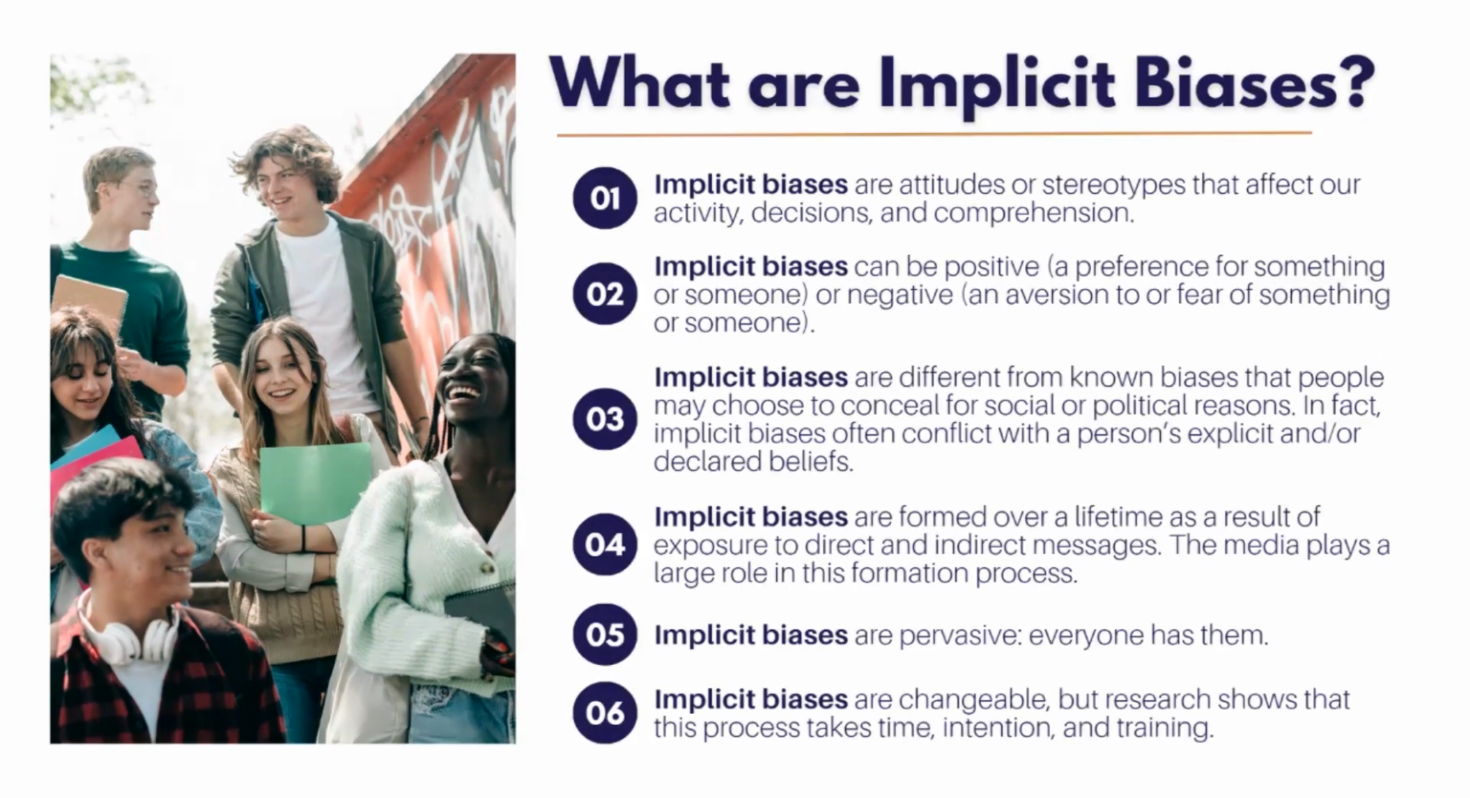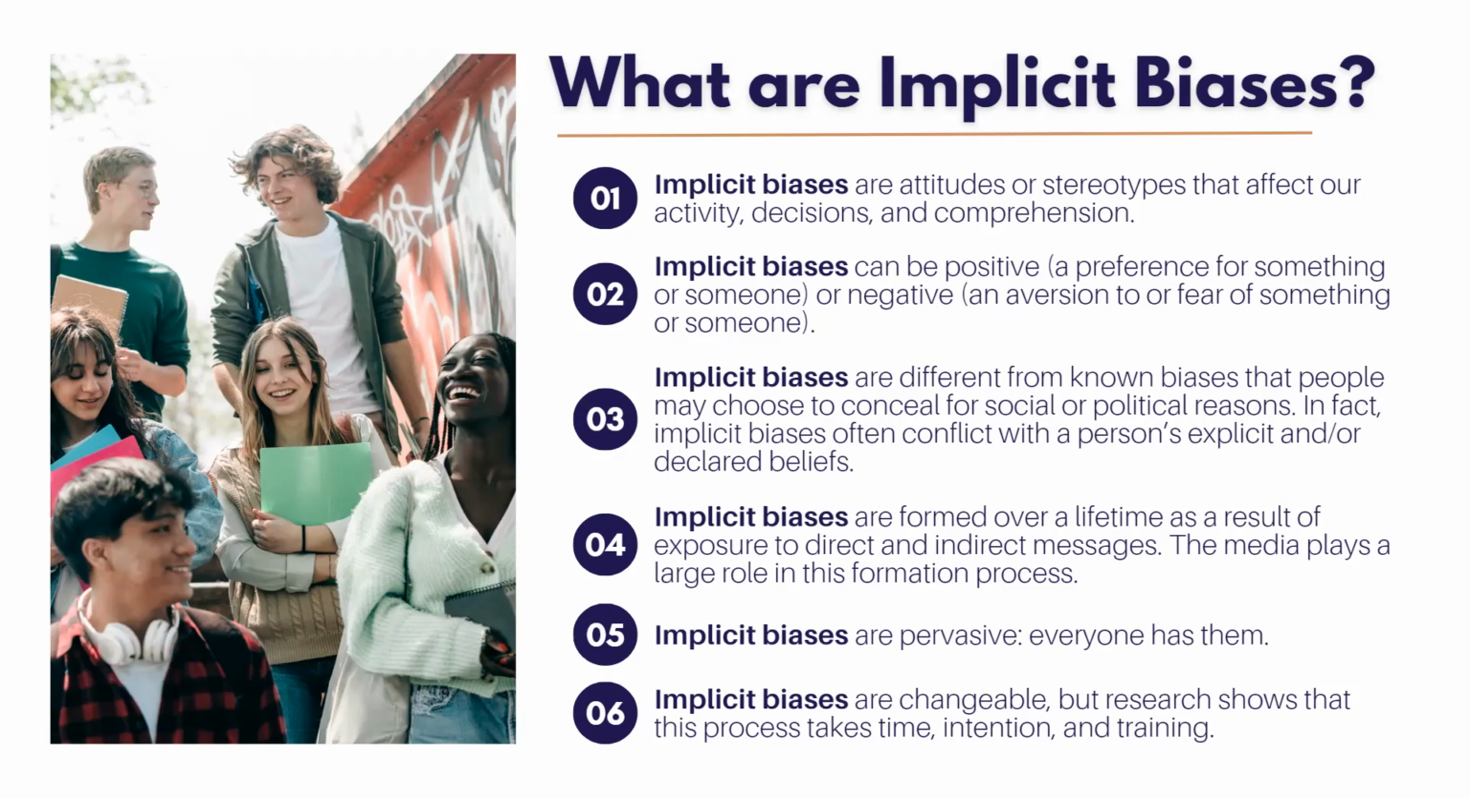Number one, implicit biases are attitudes or stereotypes that affect our actions, decisions, and comprehensions. Implicit biases can be positive, a preference for something or someone, or negative, an aversion to or fear of something or someone. Implicit biases are different from known biases that people may choose to conceal for social or political reasons. In fact, implicit biases often conflict with a person's explicit and/or declared beliefs.